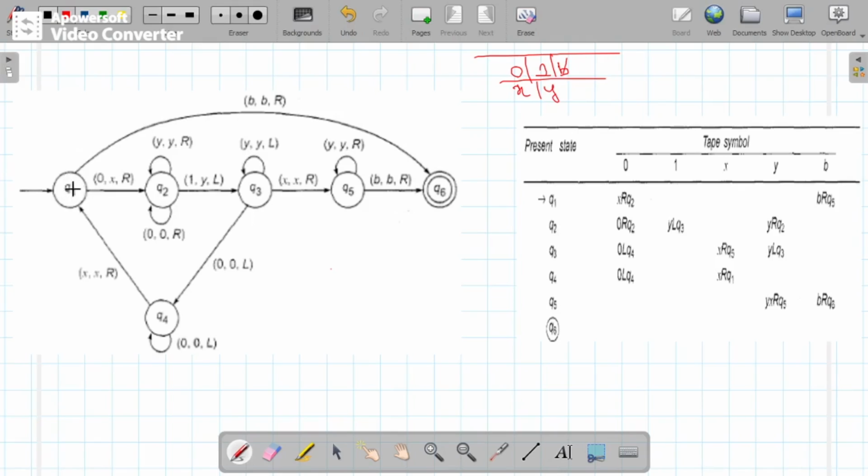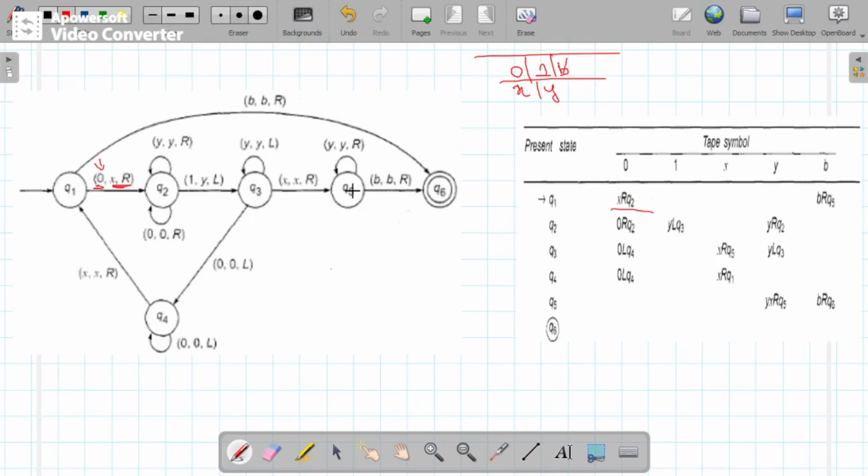Q1 on 0. This is the input symbol, goes to where? Q2. How are we going to write? We are going to take this portion x comma r comma Q2. So XR Q2, that you can write here. It says that on reading input 0, you replace it by x, and after replacing it by x, the read write head should take the next position. That means it should move to the right, and in case of a transition it should reach Q2.